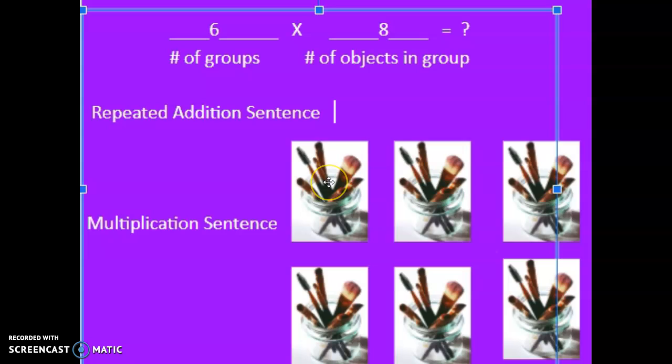We would do 8 plus 8 plus 8 plus 8 plus 8. We need one more plus 8 to get our answer.